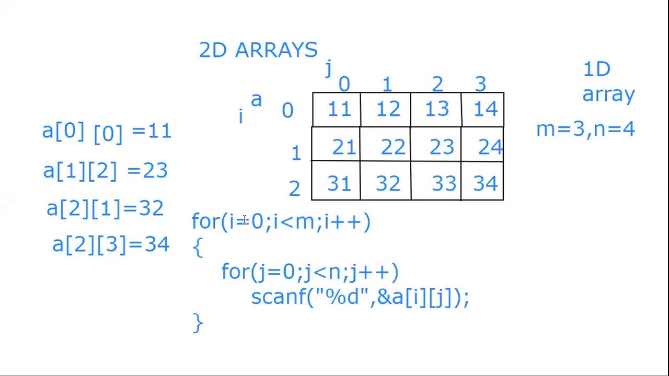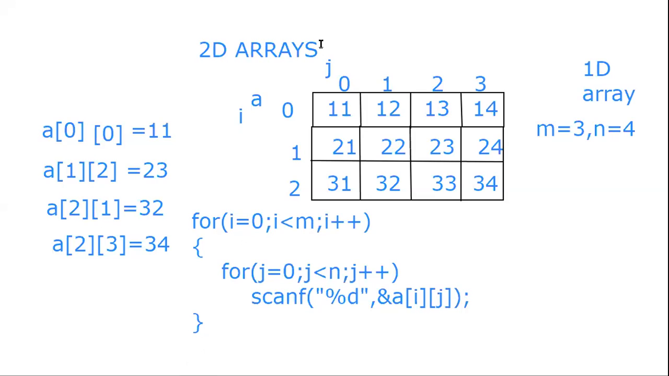Now i gets incremented. i was 2, it becomes 3. And what is 3? m is also 3, right? 3 less than 3 condition is false. So outer for loop also completes. Control exits from this outer loop also. So we have taken input for this 2D array.